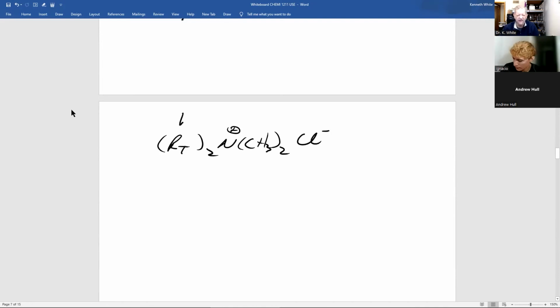Now, if you see right here, the R sub T stands for a tallow alkyl group. And I'll teach you when we get into fats and oils, that's the alkyl group with a mixture of 16 to 18 carbons with and without a double bond. And you'll see where it comes from. So let's call that ditallow dimethyl ammonium chloride.